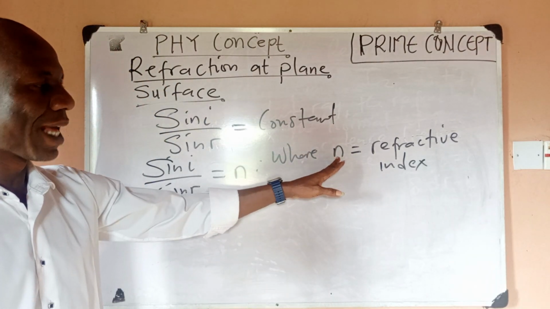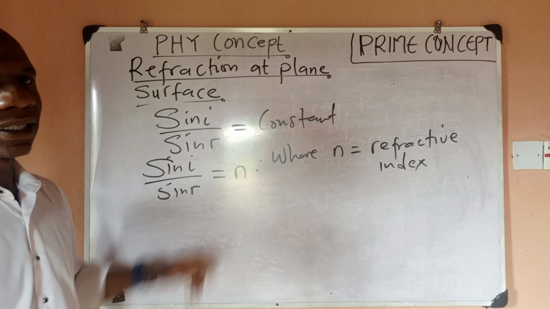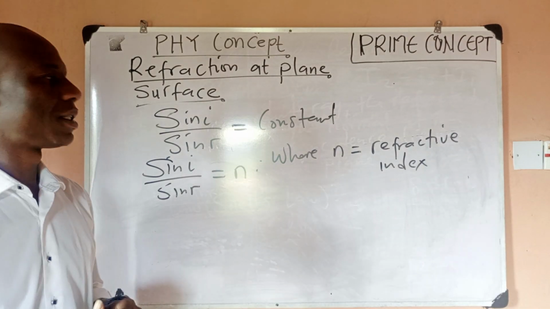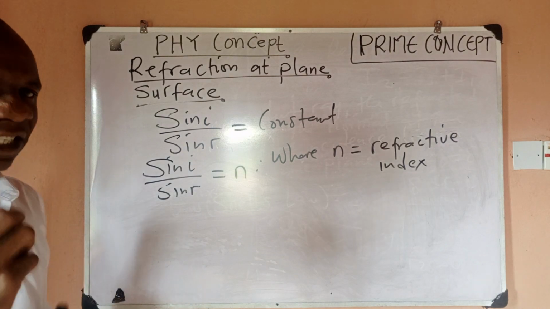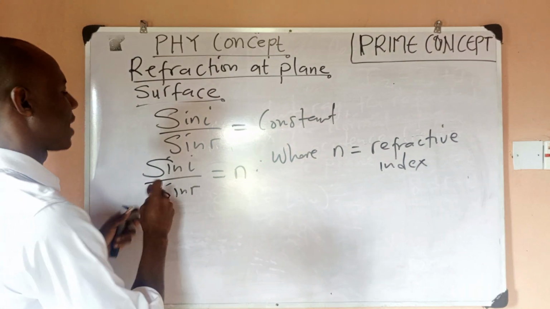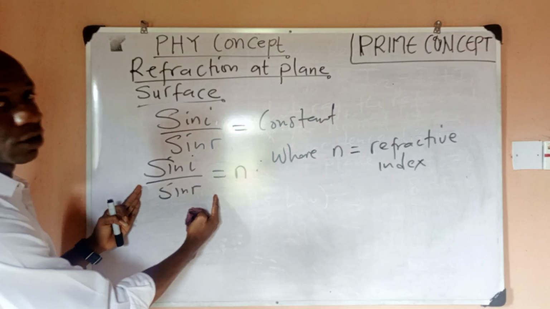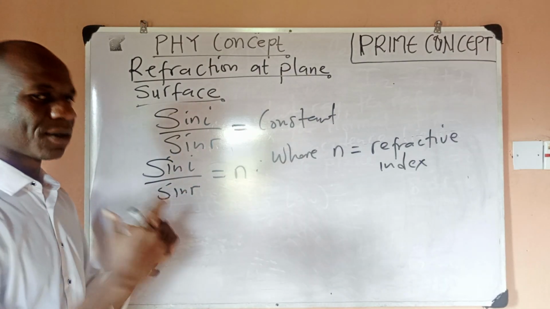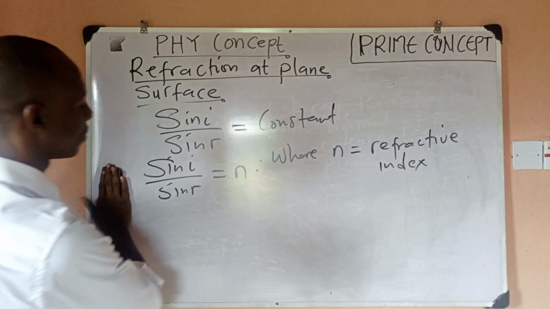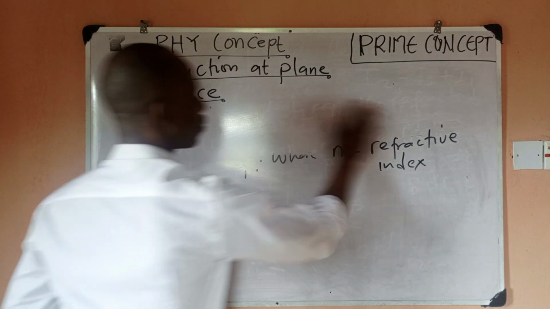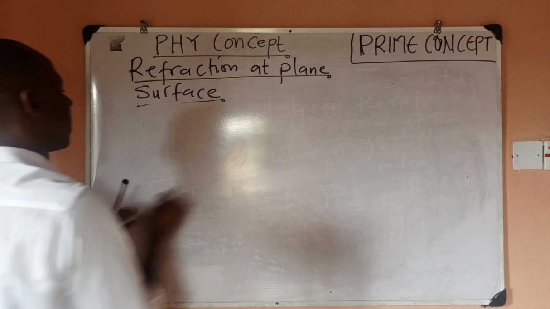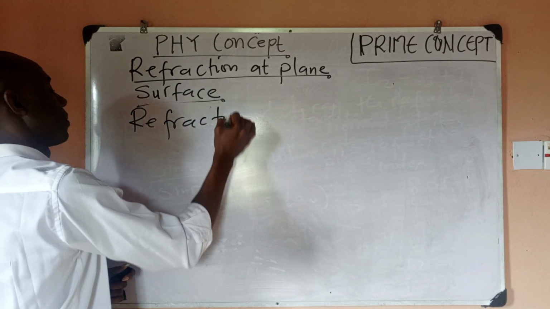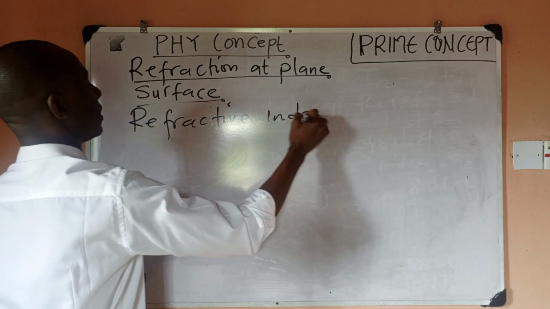Now, what we have written, n, refractive index in this case, is what we know as relative refractive index. So that will bring me to the next point I want to explain about refractive index. So do well to take notes while you're watching me. This would really make this concept very easy for you. Thank you. Now, I want to quickly talk about refractive index.